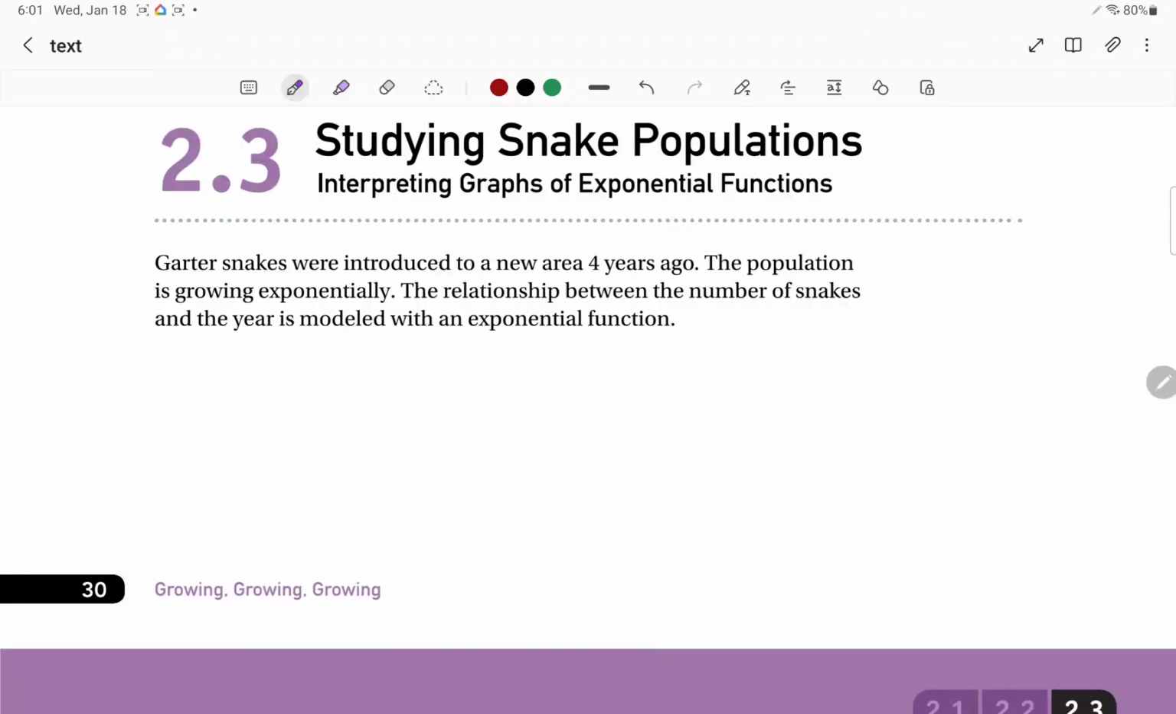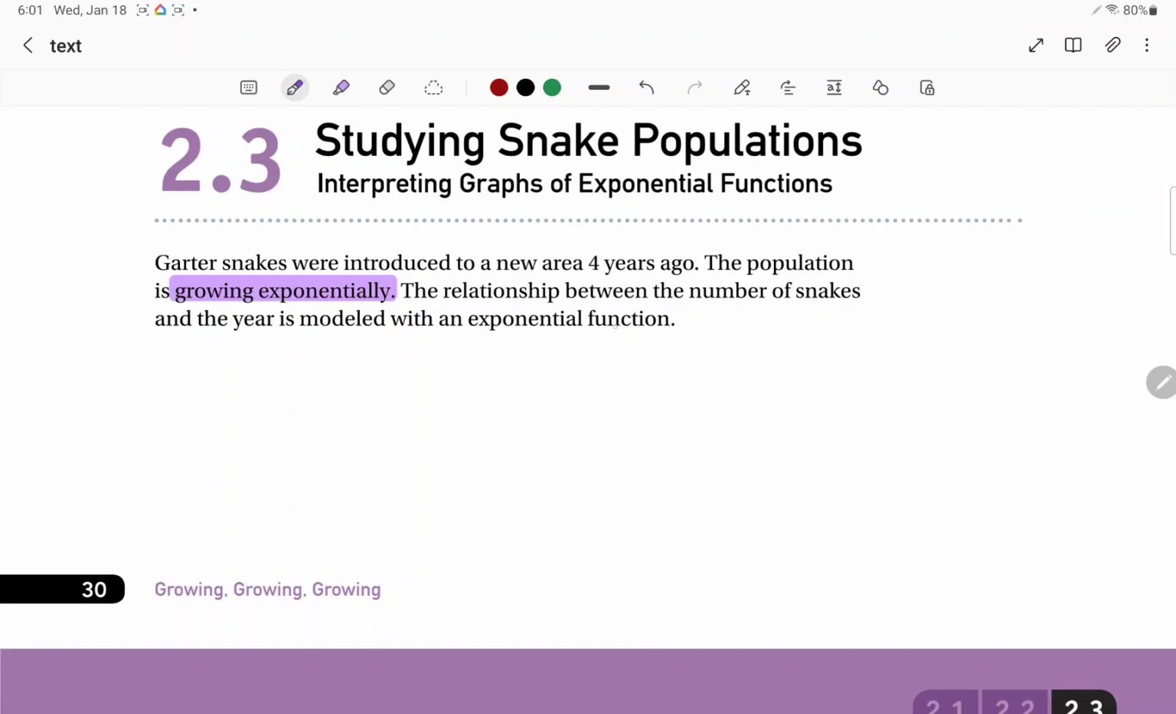Okay, now let's take a look at a different population growth, not mold or even cutting for ballots. Let's take a look at my favorite animal, snakes. Everybody loves snakes. So garter snakes were introduced to an area 4 years ago. The population is growing exponentially. So already we know we're going to be talking about exponential growth here. The relationship between the number of snakes and the year is modeled with an exponential function.